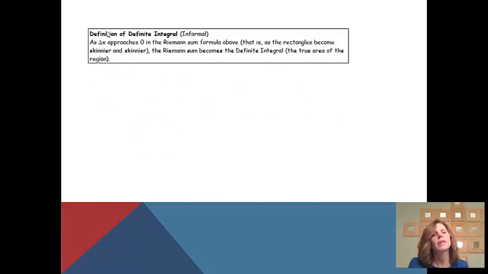All right, one thing that I do want to go over is the definition of a definite integral. What's going to happen is delta x approaches 0 in the Riemann sum formula above. So basically, as the rectangles become skinnier and skinnier, there should be less space or fewer gaps that we're leaving. So what the Riemann sum is going to do is become a definite integral. It's going to become the actual area of the region, the skinnier and smaller we make our rectangles. So hopefully now you can use a Riemann sum to find the definite integral of a region.